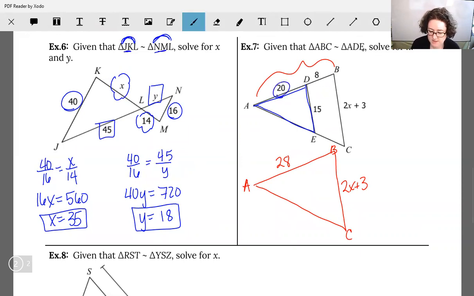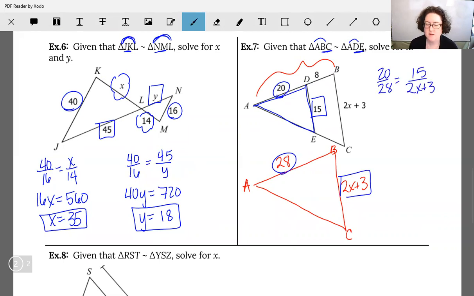Okay, so side AD should match with side AB, 20 and 28. I don't really have a shortened piece up there to match it up with, so I'm not going to use that 8 anymore. But my leftover sides, I have a 15 on the small side, that's DE. So that's going to have to match up with BC. So that's this guy. So here we go. 20 compared to 28 equals 15 compared to 2x plus 3. And then we just cross multiply. So 20 times 2x plus 3 equals whatever 28 times 15 is.